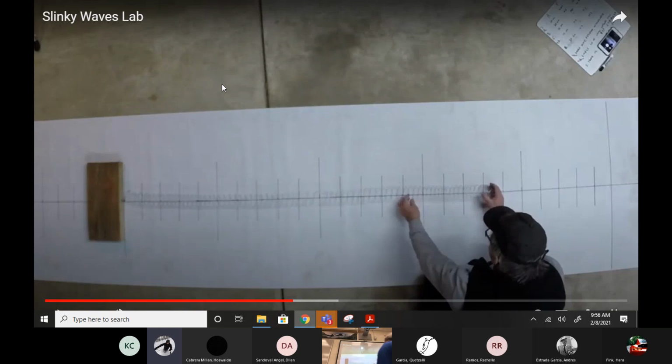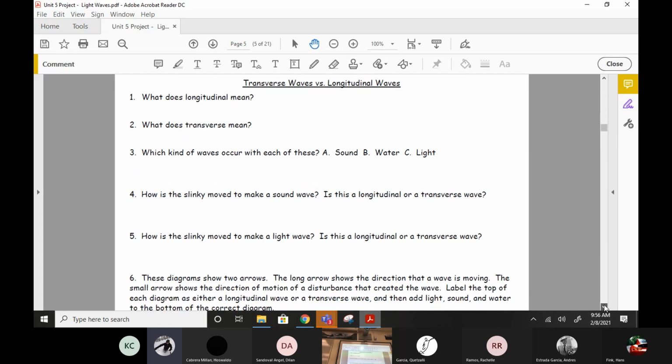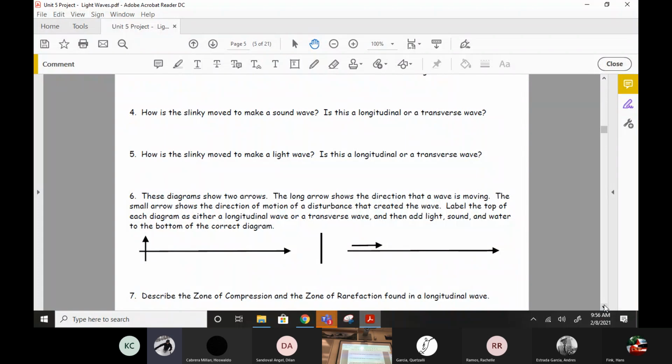So one of those diagrams from number 6 is showing a transverse wave, and the other one is showing a longitudinal wave. So there's 2 arrows here. The big arrow shows the direction that the wave is moving. The small arrow shows the direction of the disturbance that created the wave. Notice one of the small arrows is perpendicular and one of them is parallel, huh? So you're supposed to label one of them as longitudinal and the other is transverse.